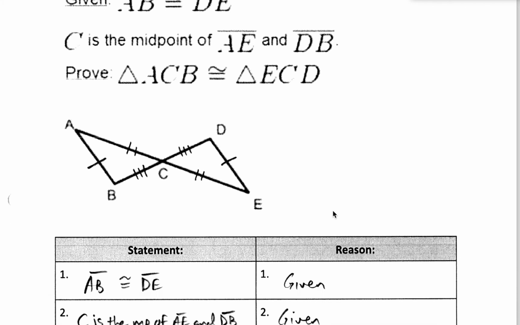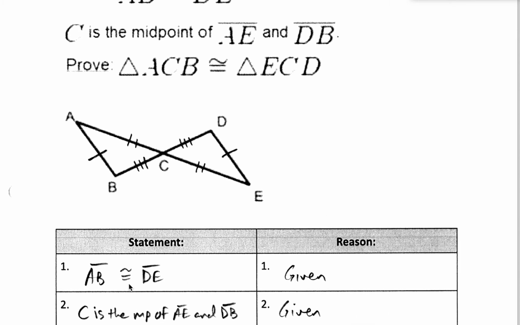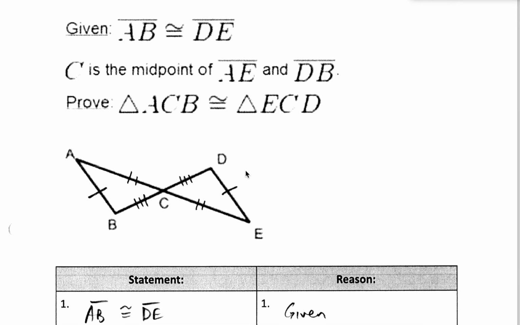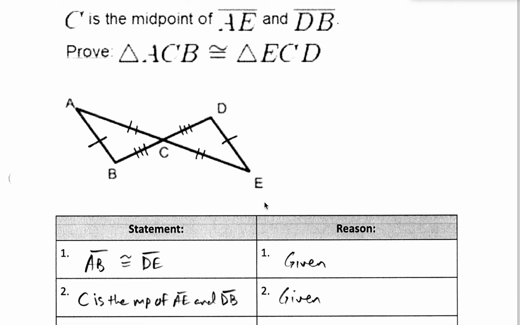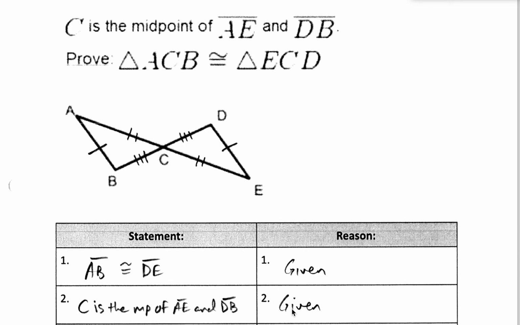So segment AB is congruent to segment DE. If we've stated it, but it's not in our diagram, let's make sure it's drawn. In this case, I believe those markings were given to us. So we move on to the next given statement. C is the midpoint of segment AE and DB. Again, reason is given. But what does that allow us to draw in our picture?